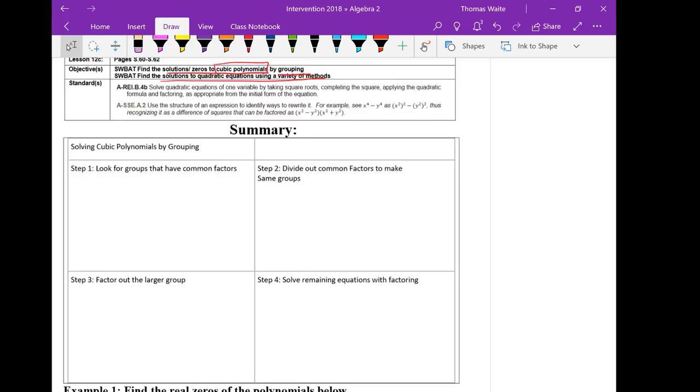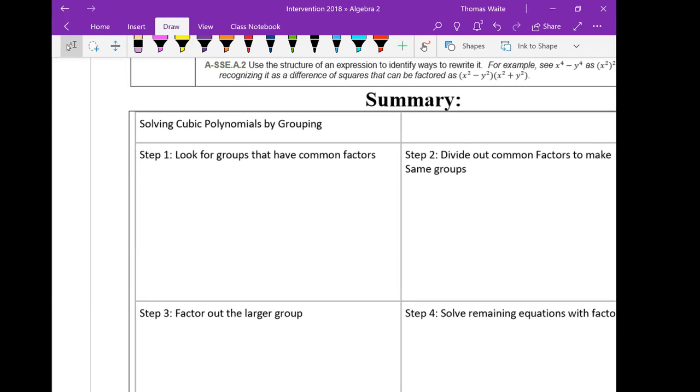Okay, so for our summary, we're going to look at this question. I'm going to come up with one right now. I'm going to come up with the question 2x cubed plus 4x squared minus 3x minus 6. So that's the polynomial we want to factor.